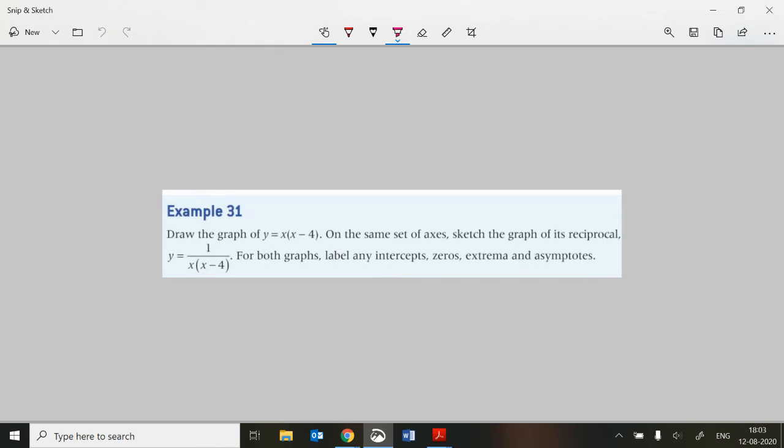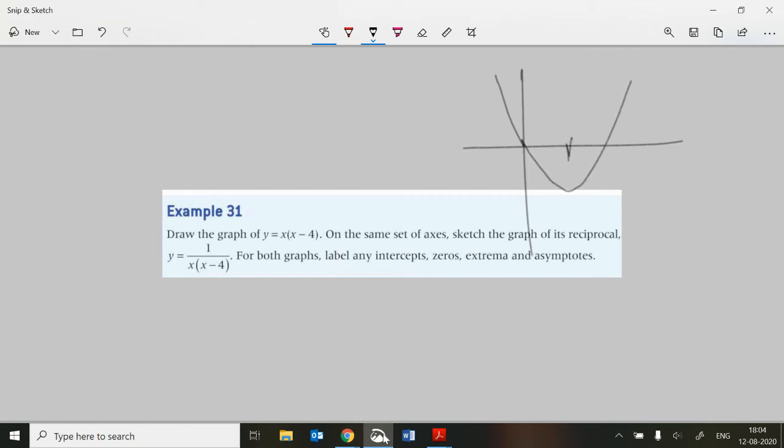And on the same set of axes, sketch the graph of its reciprocal. Reciprocal being 1 over this function. Okay. Actually, I think you can do this without a calculator. y equals x(x minus 4). It's a pretty straightforward function, has roots at 0 and 4, and it goes down to, so something like this.